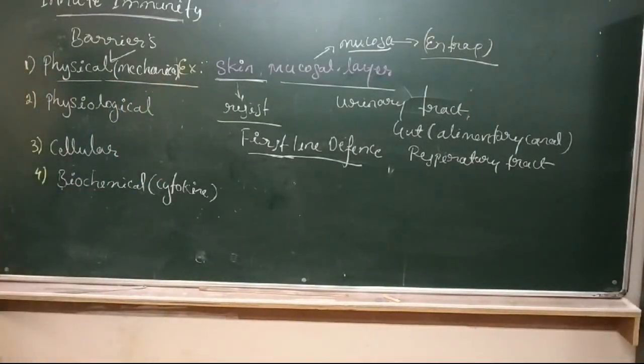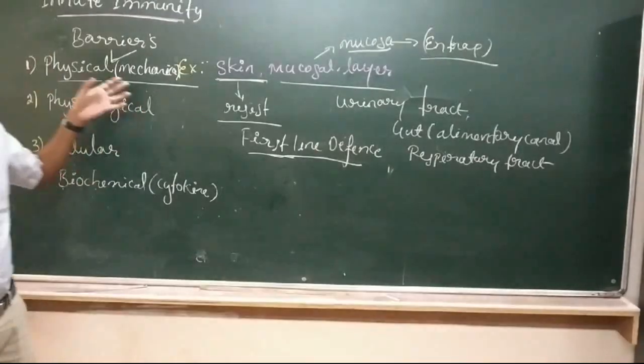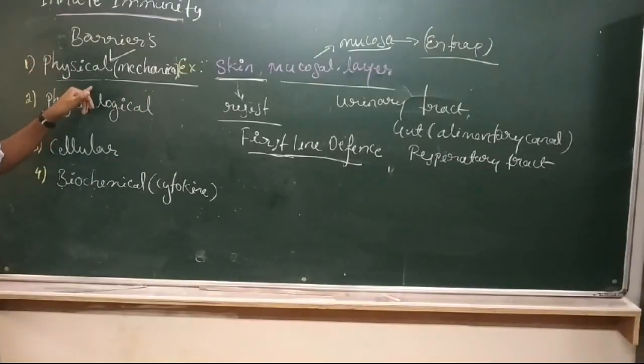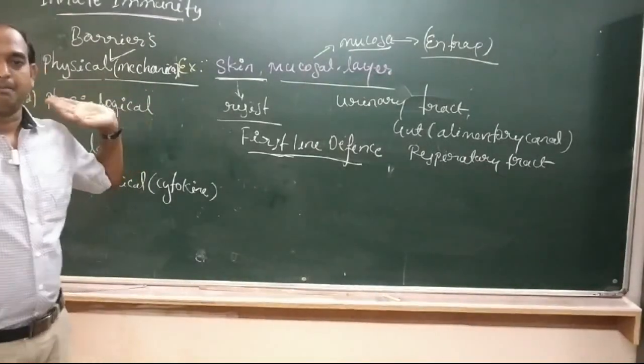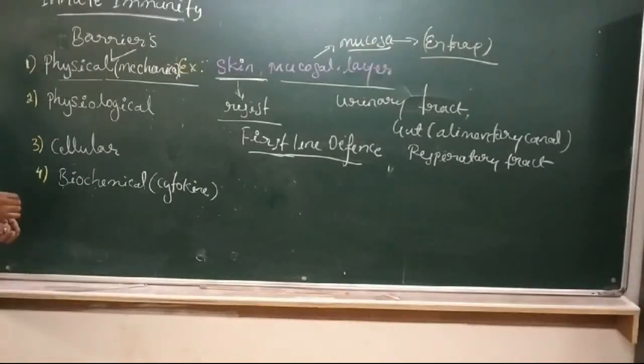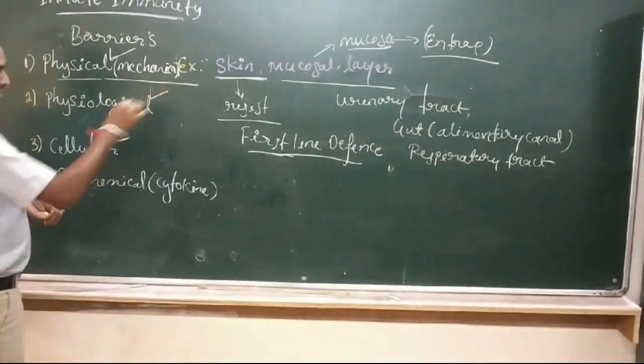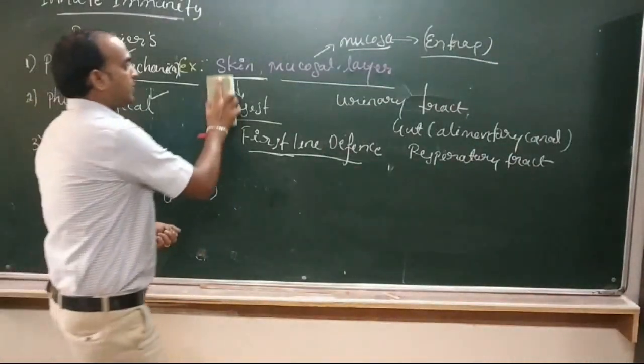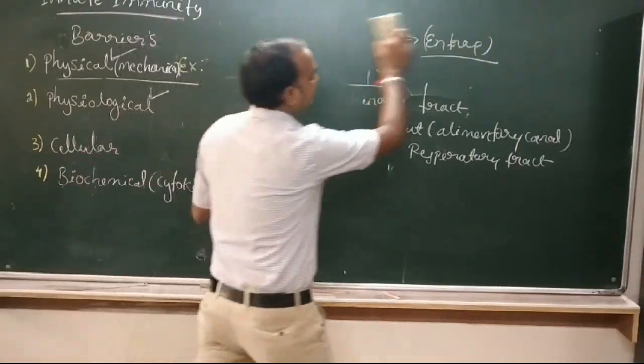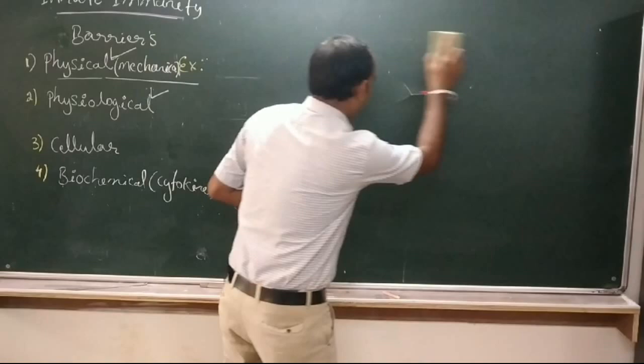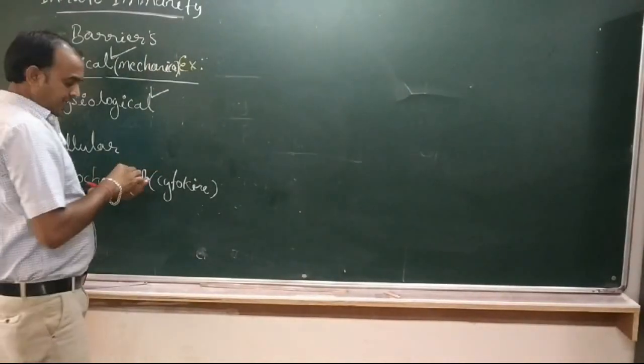So here the skin and mucosal layers are considered as what kind of barriers? Physical or mechanical barriers. Okay, next we will go to physiological barriers. We'll move to the next one, that is physiological barriers.